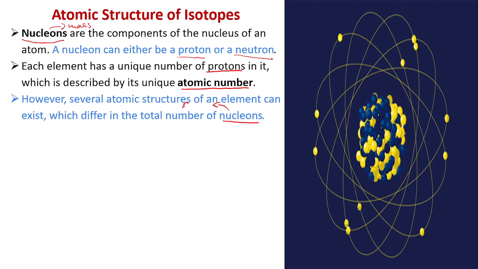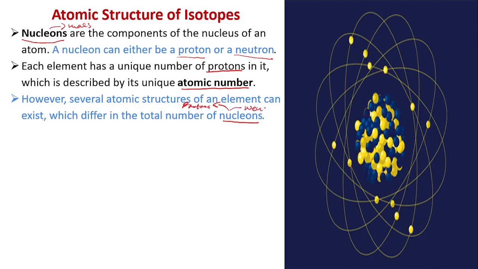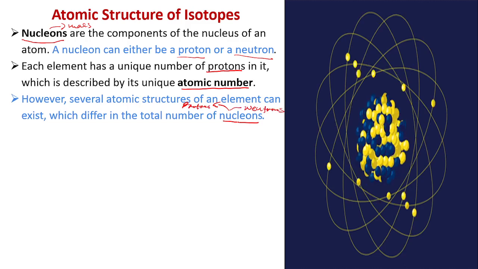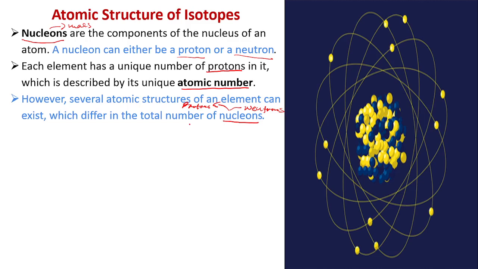and the neutrons. The protons and the neutrons are the ones that make up the nucleons. Now, the difference which we are talking about comes in not because of the protons but because of the neutrons.